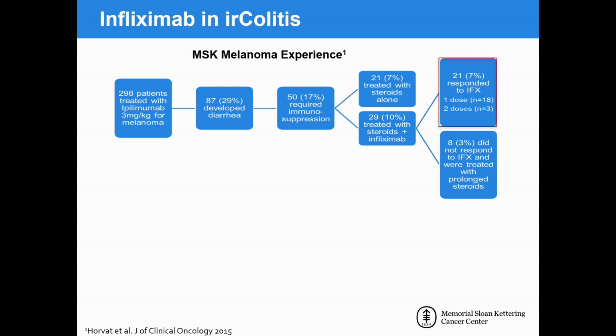So this comes from, of course, our melanoma group here. About 300 patients treated with IPI at a dose of 3 mg per kg. About a third of them developed diarrhea. And these numbers have been replicated across multiple cohorts pretty consistently. And then if you look at the patients who developed diarrhea, 50 out of 87 ended up requiring immune suppression. And then when you look at the breakdown of what they needed, a little over half required infliximab plus steroids, whereas a little under half required steroids alone.